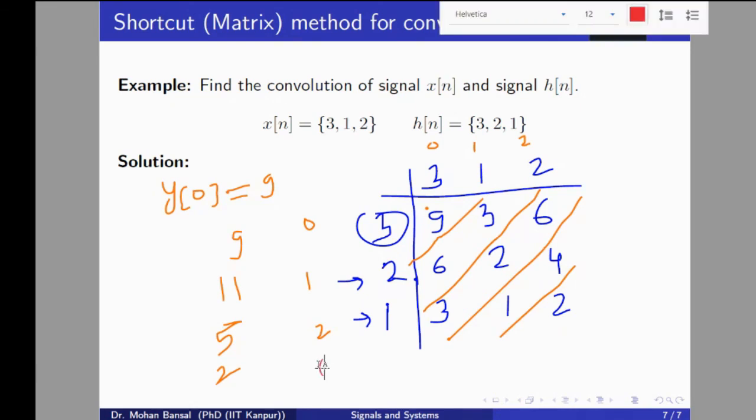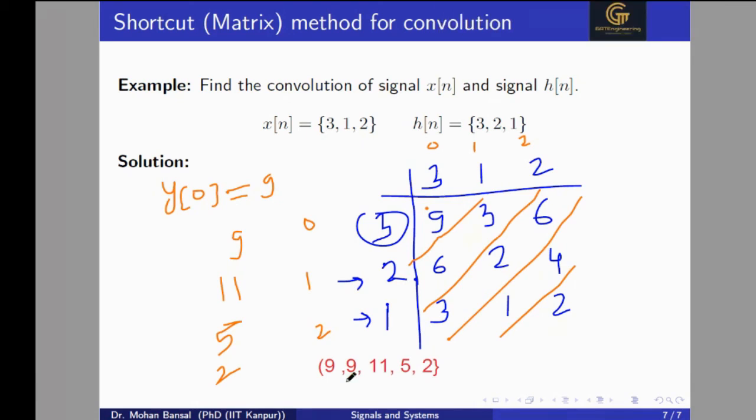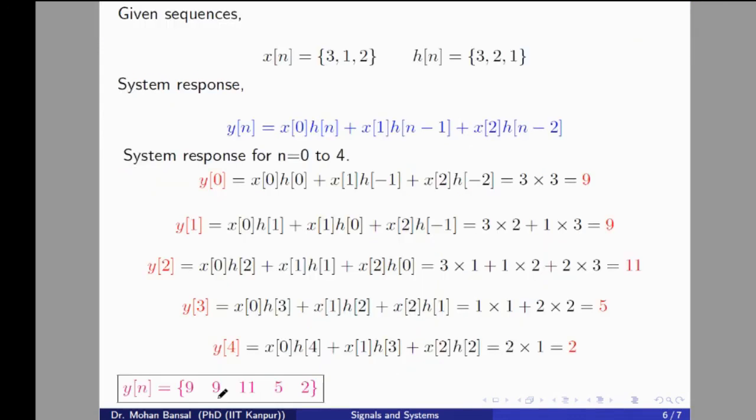We can write it in this way: 9, 9, 11, 5, 2. The first value is for n equal to 0, this is for n equal to 1, so it is the value of y1, 11 is the value for y2, 5 is the value of y3, and 2 is the value for y4. So here we are getting 5 elements starting from 0, ending at 4. And similarly, we can match the results from y[n] by using the previous method: 9, 9, 11, 5, and 2.